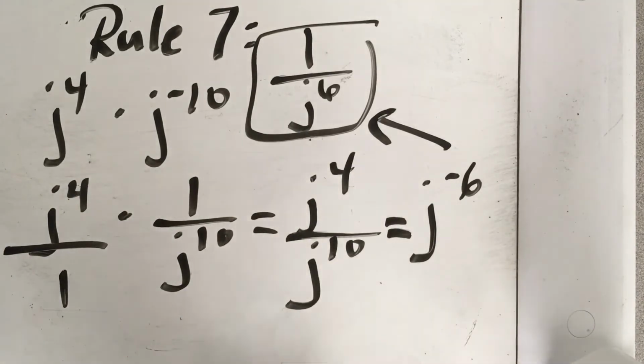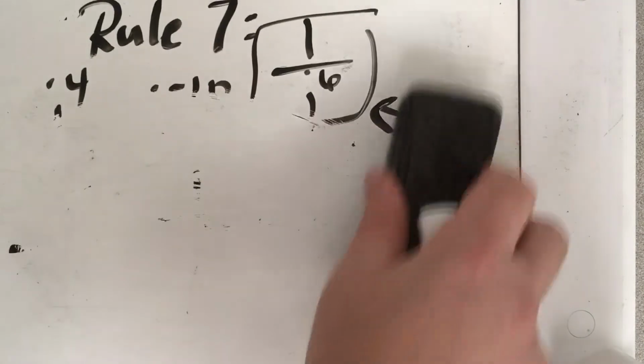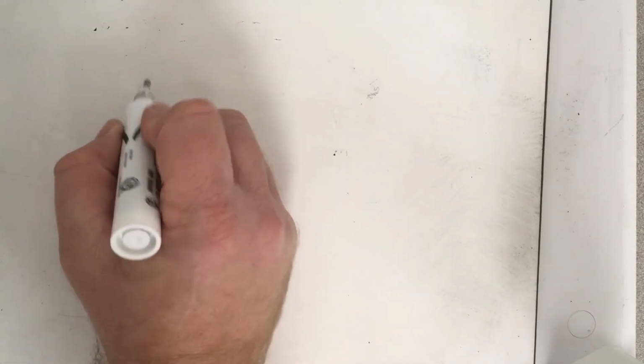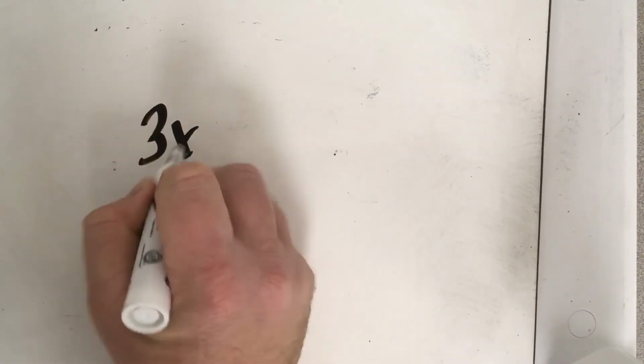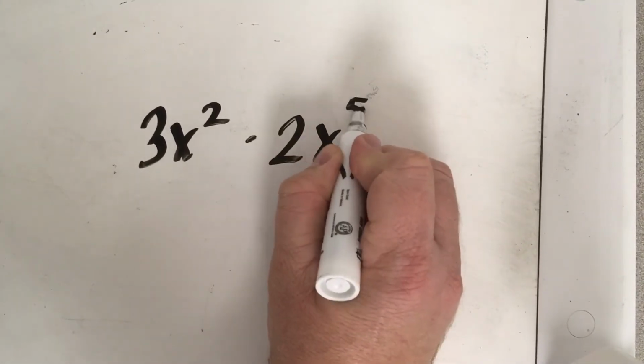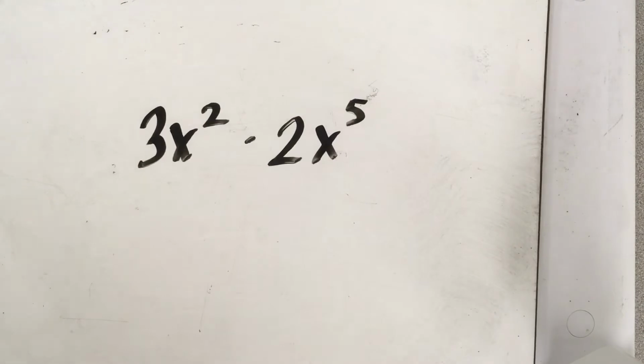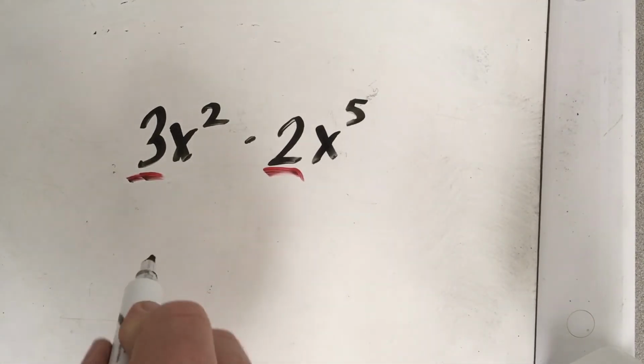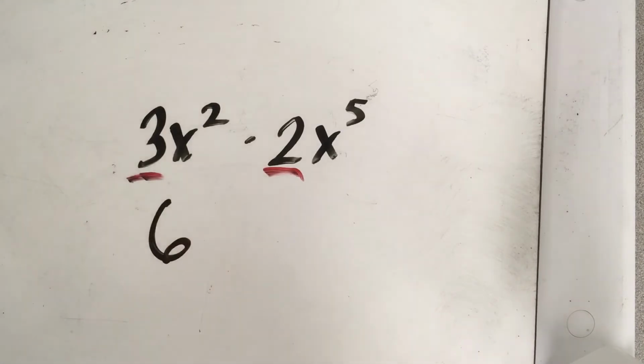Awesome. All right, so these last few will just be combos. See if you can handle some crazy combinations of the rules. How about 3x squared times 2x to the 5th? What do you think the answer is? Let's start with, don't forget how to do math you already know how to do. Do you know how to do 3 times 2? Yeah. For a whole long time in your life, that's always been 6. So let's get that out of the way.